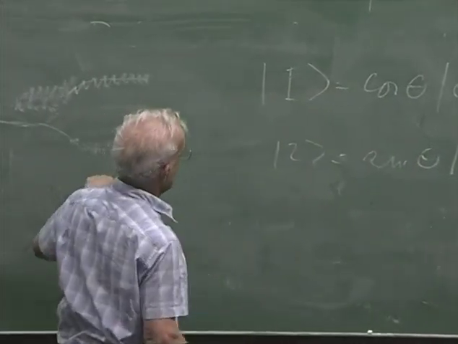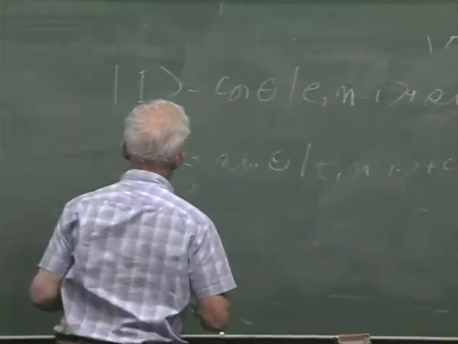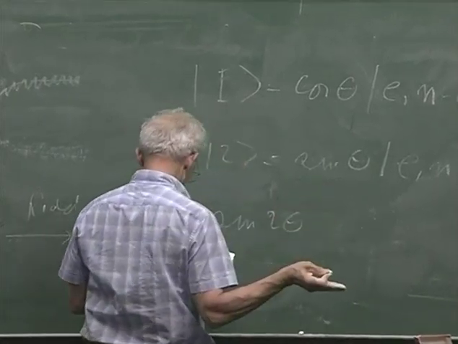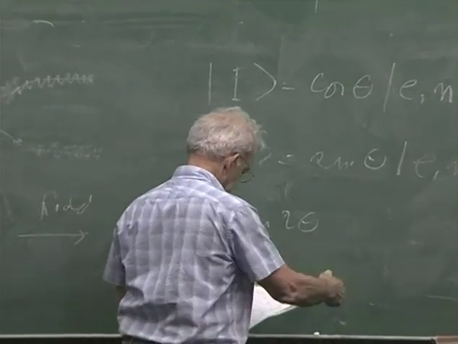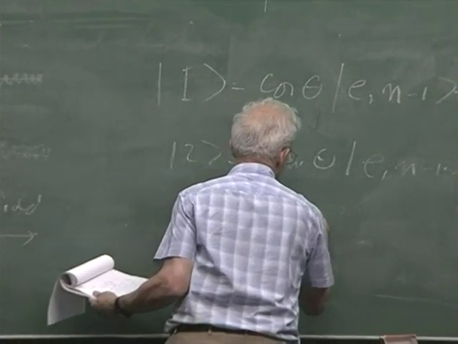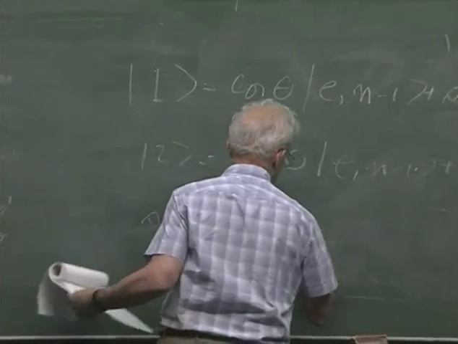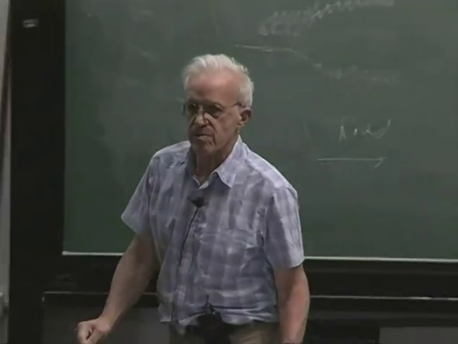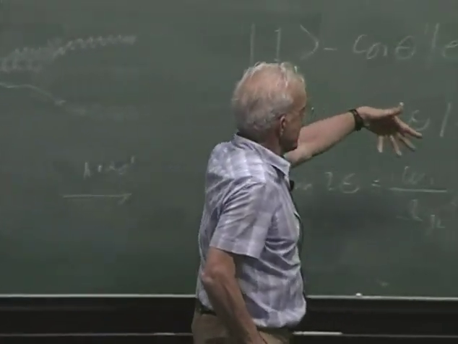We'd like to keep state 1 very pure over here, so we'd like to keep sine theta very, very small. Well, sine of 2 theta is just equal to the ratio of omega 1 over h bar. Yeah. It's equal to omega 1 over omega Rabi. And we want to keep that much less than 1. Well, there's another requirement on this also. You want to have the well depth deep enough to capture atoms.